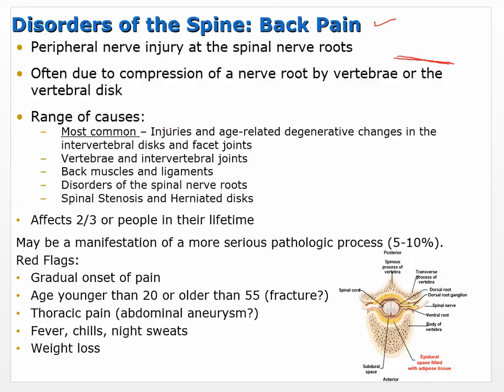A range of causes. Most common: injuries, age-related degenerative changes in the vertebral discs and facet joints. So that's degenerative. So sometimes the degenerative disorders of the vertebrae can happen, and that can cause that area to kind of close up and move around those spinal nerves that are coming out. Vertebrae and intervertebral joints. Back muscles and ligaments, I mentioned that. A lot of times it's not even nerve related necessarily.